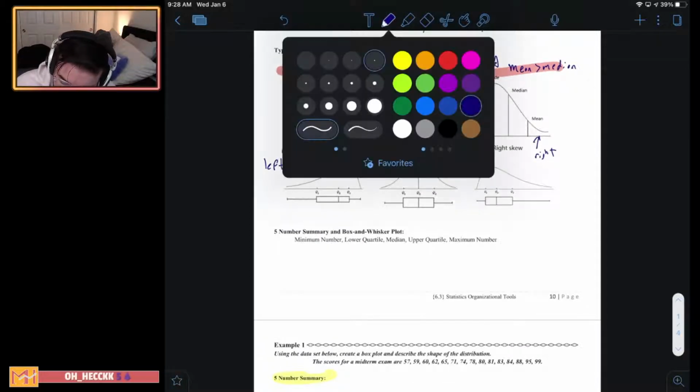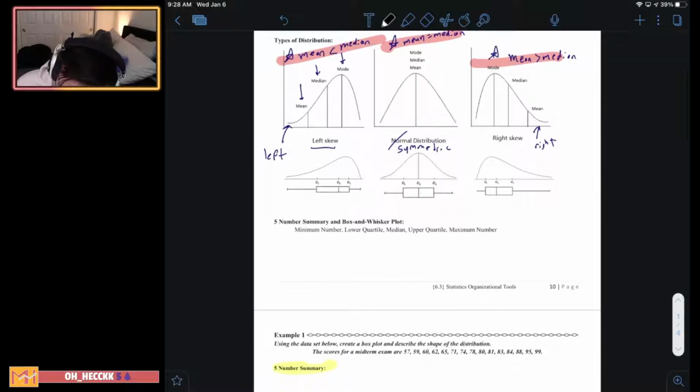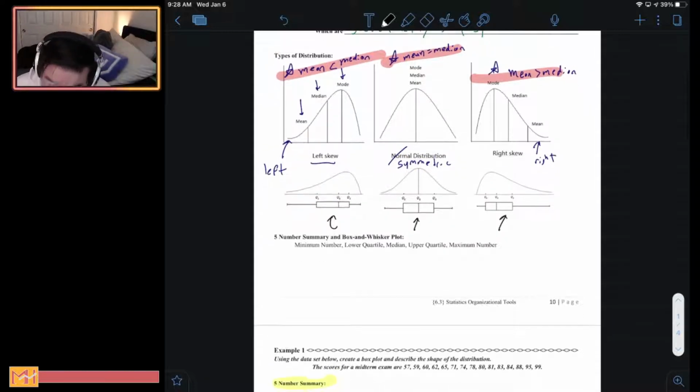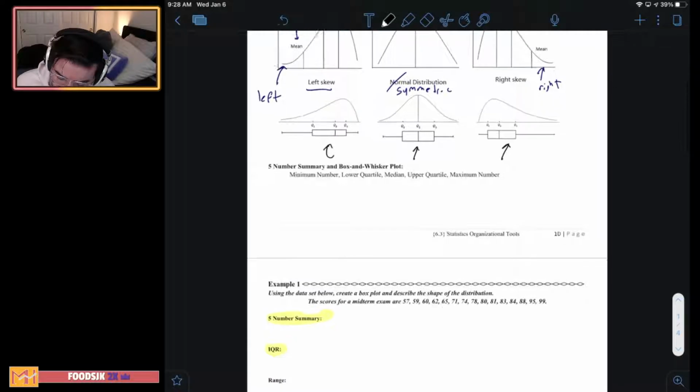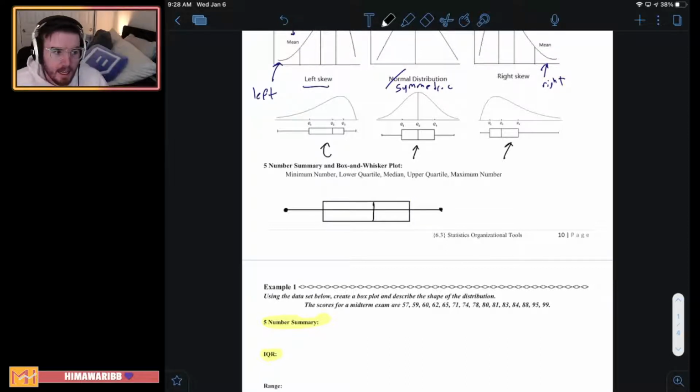Still talking about how to visually represent a graph. What are these things below? These are box and whisker plots, and let's talk about them. Well, a box and whisker plot, generically speaking, looks like this. It always looks something like that.